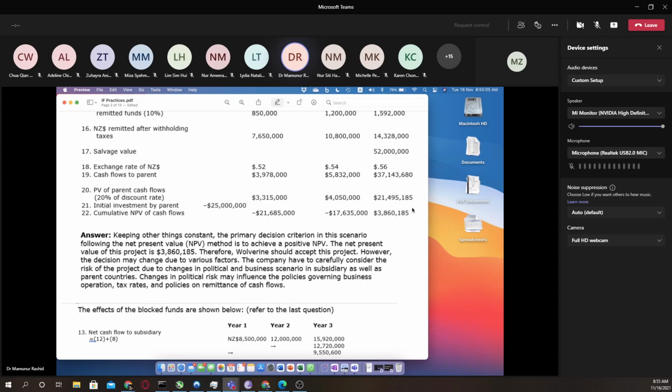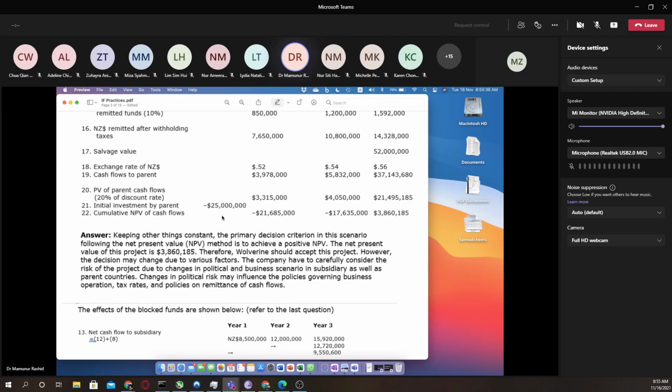So in the third year, the company is going to earn more than the initial investment of 25 million. It means that the company's NPV, net present value, is 3.860185. It's a good investment. It's a positive NPV investment, and we suggest that based on the parent company analysis, the company can accept this project. This is a good investment project.